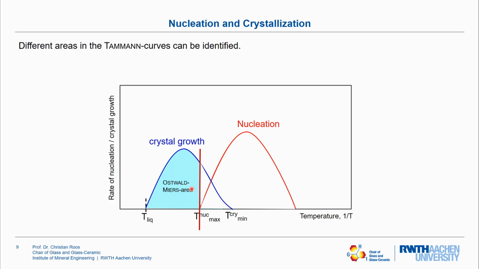This is called the Ostwald-Miers area, meaning if nuclei have been formed at a defined state at lower temperature and the glass is heated to this temperature range here, the crystal can grow without any further nucleation, and by this a quite homogeneous structure is generated. Also in this area, theoretically, if one would implement seed crystals to this melt, or seed nuclei, the melt would readily crystallize.